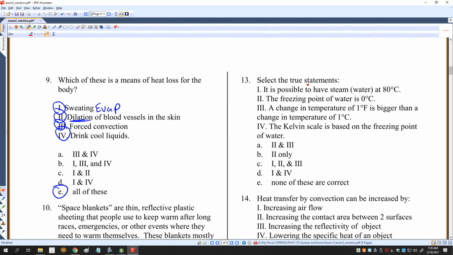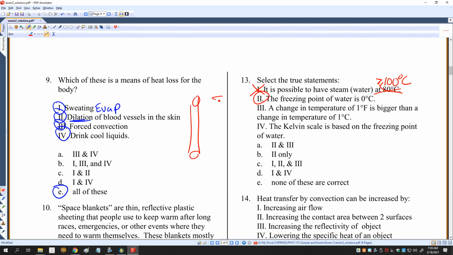Which of these is a true statement? Is it possible to have steam at 80 degrees Celsius? No. It has to be at or above 100 degrees Celsius. At 80 degrees Celsius, water is just water. It's a liquid. The freezing point of water is 0 degrees Celsius? Yes. A change in temperature of 1 degree Fahrenheit is bigger than a change in temperature of 1 degree Celsius.